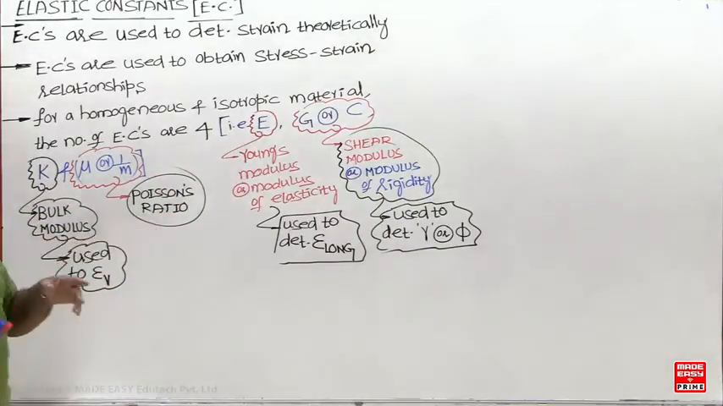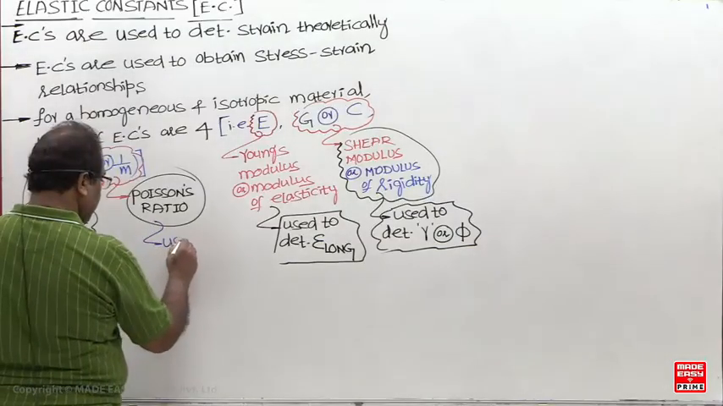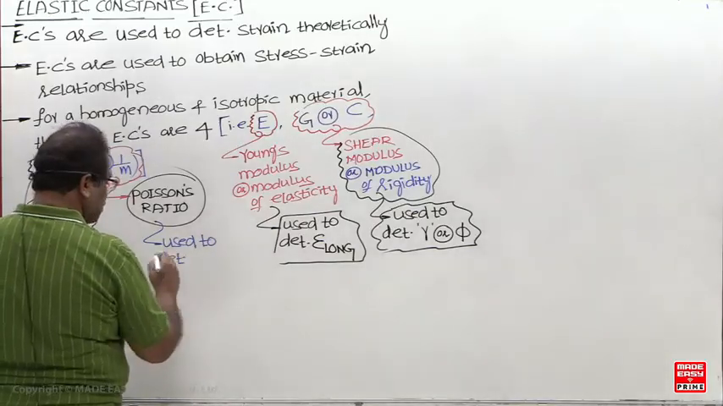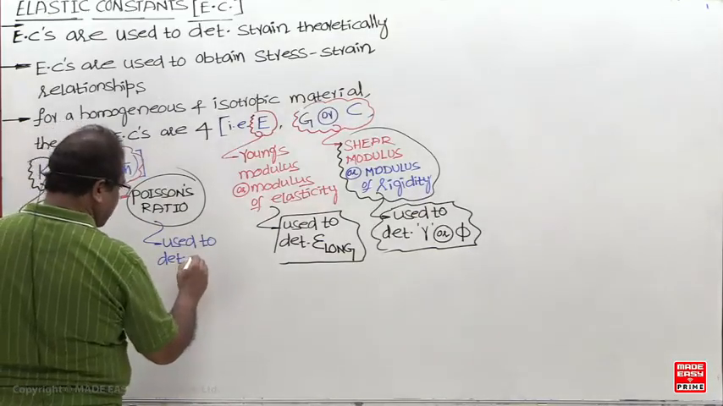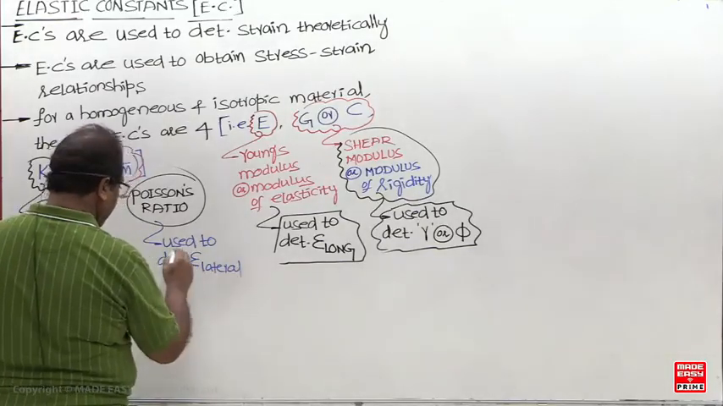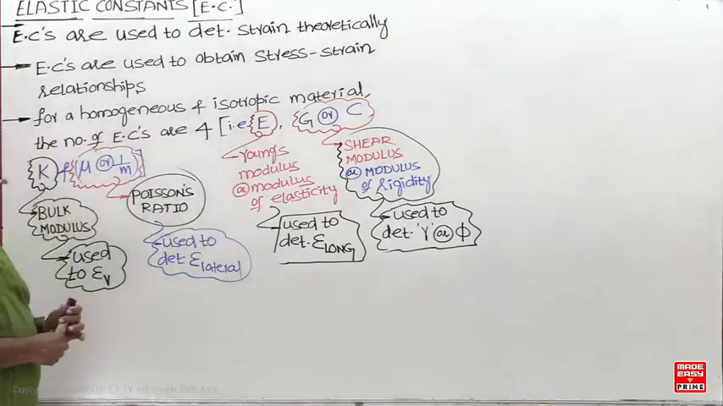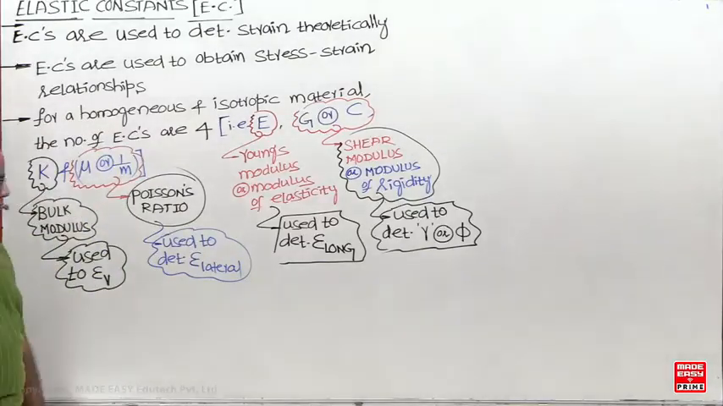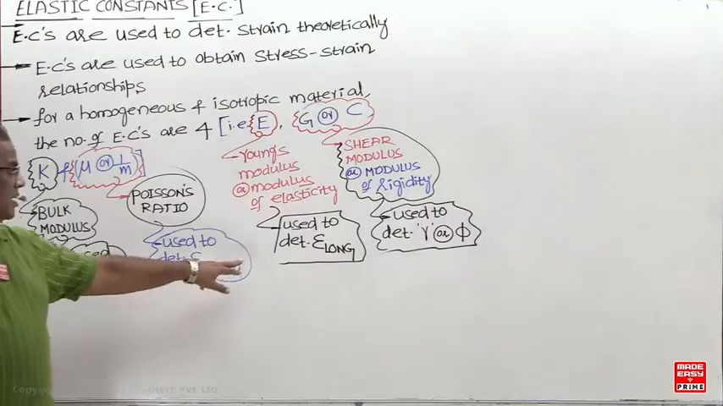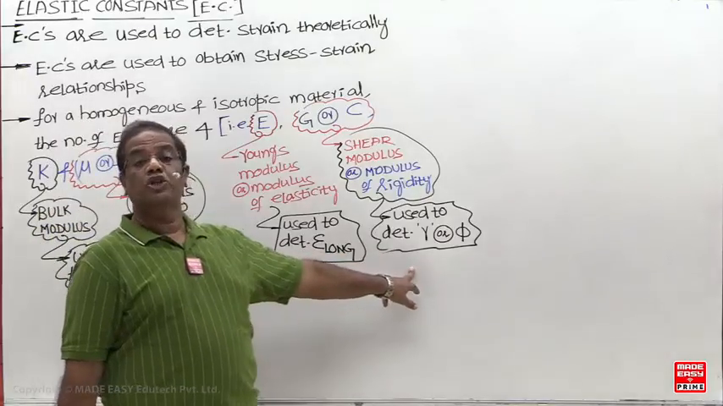And mu, Poisson's ratio, is used to determine lateral strain or transverse strain. It is also valid under uniaxial state of stress. G is valid under pure shear state of stress.